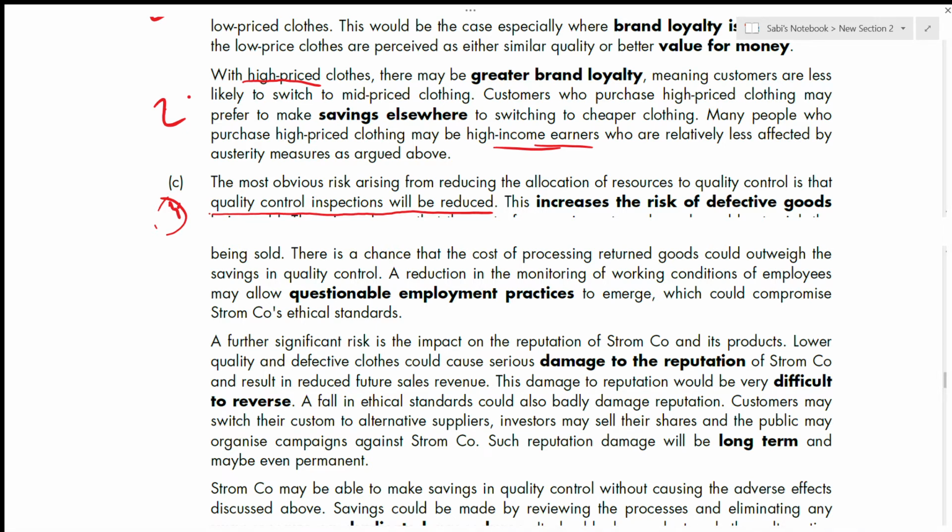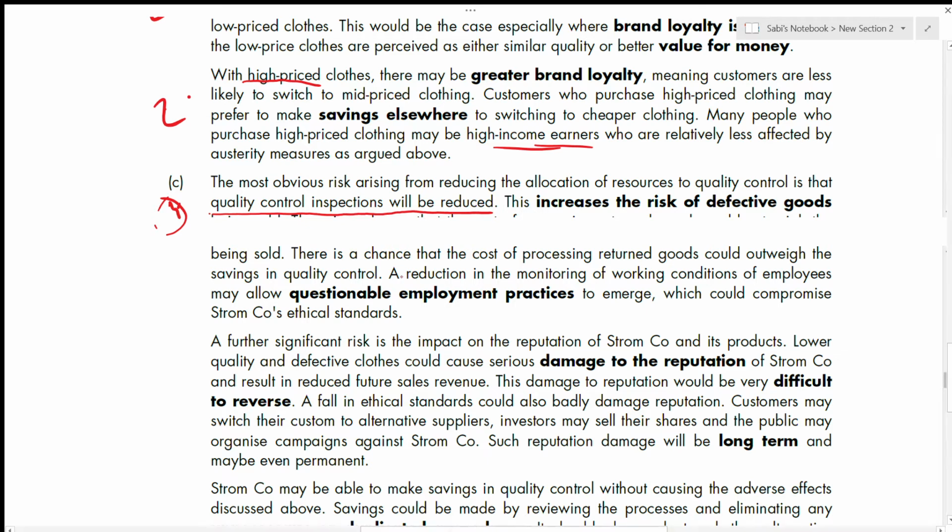So there's a chance that the cost of processing returned goods could outweigh the savings in quality control. So there is a chance, right? You are trying to save cost by reducing investments in quality control. But your returned goods will increase. The goods will be returned to you by the customer, right? That cost of returned goods will increase compared to the savings in quality control which you are making, which is not good.